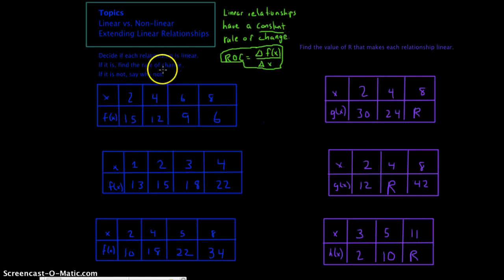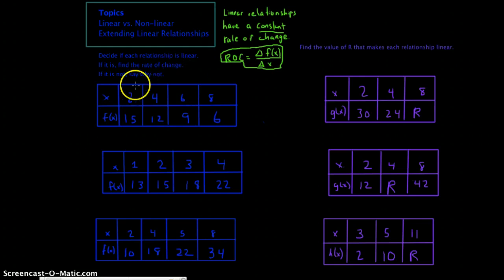So what we're asked to do here is decide if each relationship is linear. Another way of saying this is, does it have a constant rate of change? And if it is, we're going to find that rate of change. And if it's not, we're going to say why not.